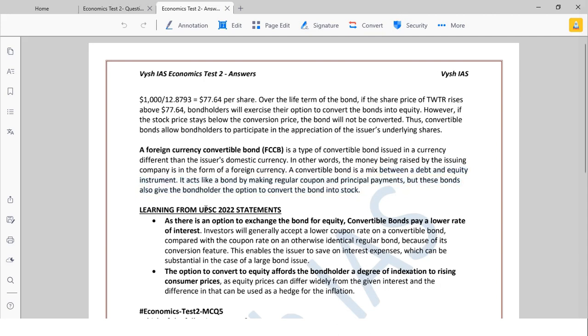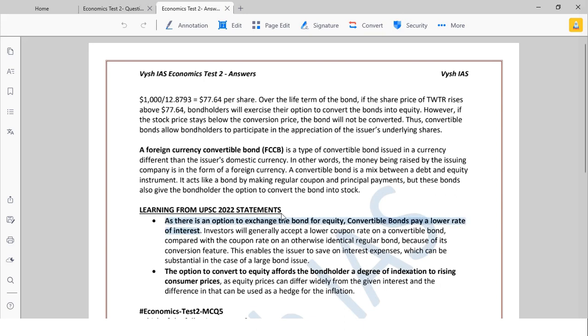Now the 2022 statements, if you see, for which the answer key is yet to come, but this is how it will be. This is the statement actually, what is bold. As there is an option to exchange the bond for equity, convertible bonds pay a lower interest. This is actually a UPSC statement, and this is actually a true statement also, because as I told, they have that option.